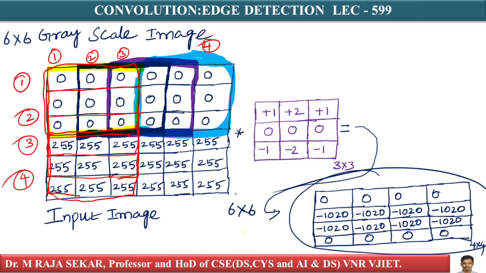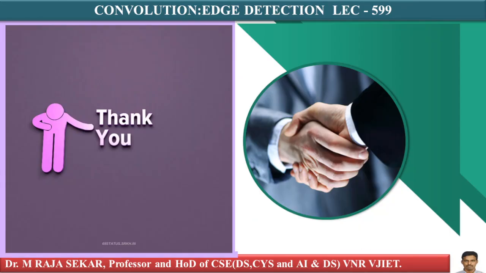For the time being, you are getting a 4 by 4 output image by using this particular kernel. How we will decide about edge detection, how one can detect edges in a given input image, I will discuss in my next lecture, that is lecture number 600. For the time being, just try to understand how I am creating this 4 by 4 matrix by using the 6 by 6 input image and the 3 by 3 kernel. Thank you very much.